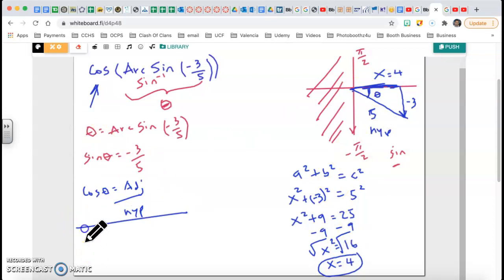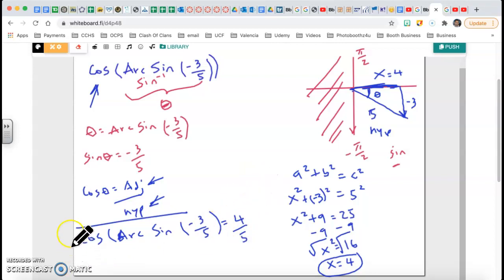My final answer is cosine of my inverse function, arc sine of -3/5. Remember, my cosine is positive in Q1 and Q4, so this is going to be positive anyway. So my cosine of this thing is adjacent over hypotenuse. My adjacent is 4, my hypotenuse is 5. Okay, and I'm done with that problem.